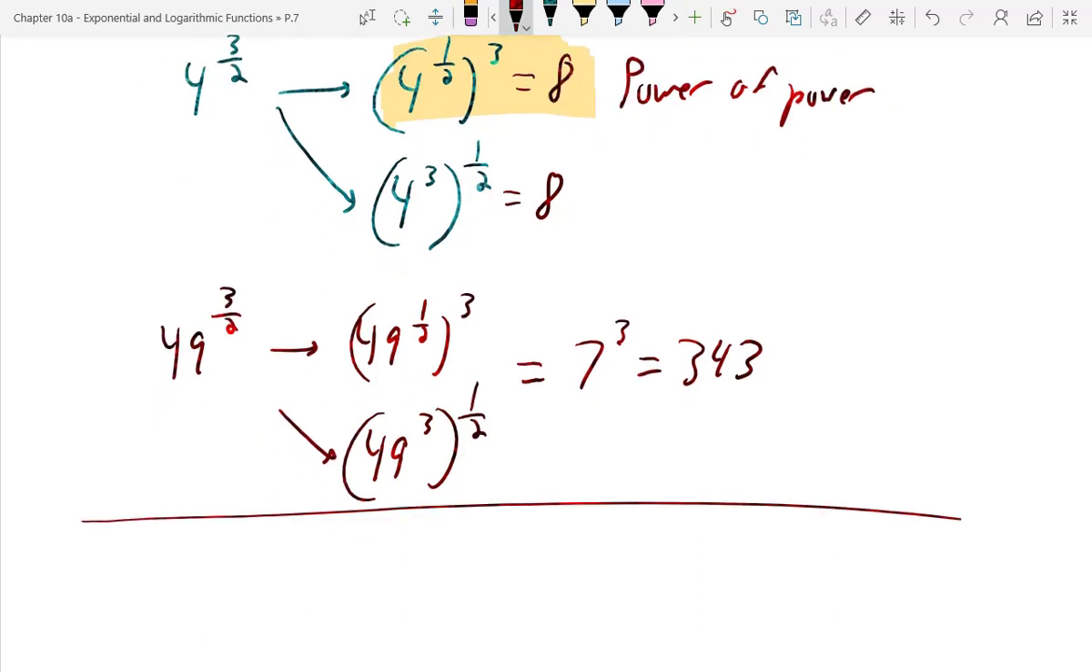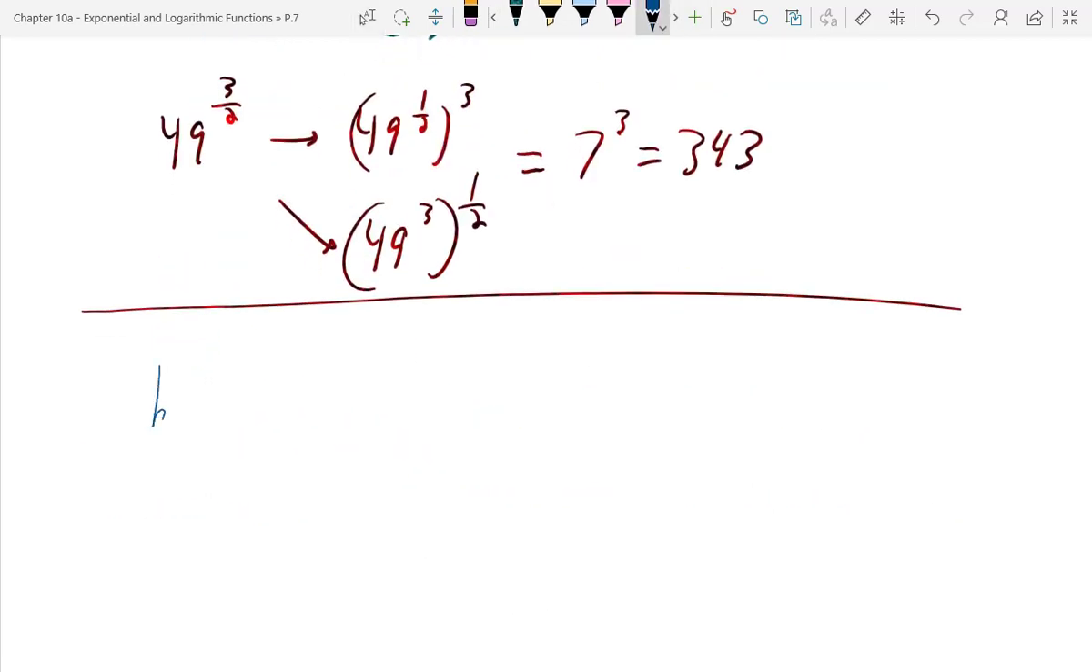So here's the gist of today. b to the m over n, where m and n are integers. This is what we're looking at for the majority of today. We're dealing with raising to a rational exponent.